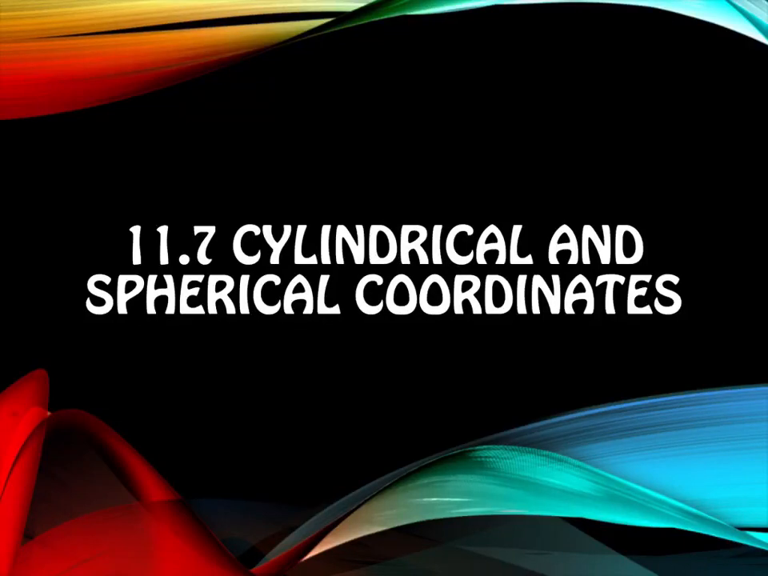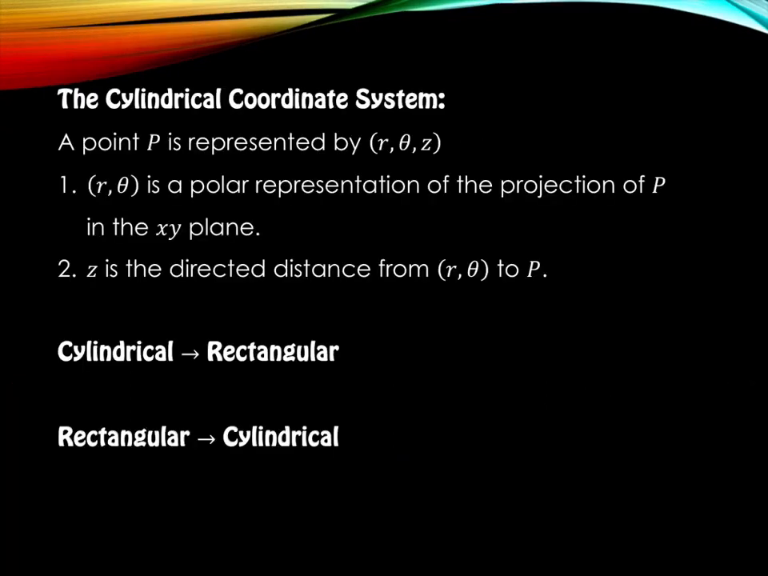11.7. Today we're going to take a look at cylindrical and spherical coordinates. So this is going to feel a lot like polar coordinates in 3 dimensions. But there's 2 ways of doing this in 3 dimensions, hence 2 types of coordinates we're going to be looking at. The first one is probably the easiest to conceptualize, I'd say. This is the cylindrical coordinate system.